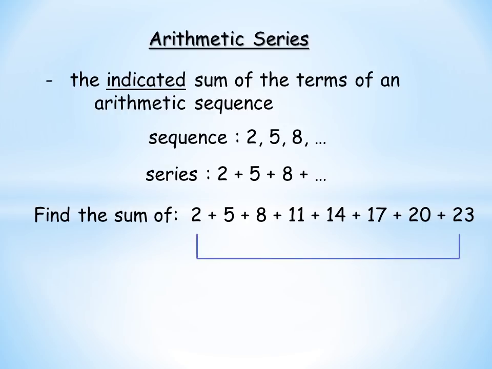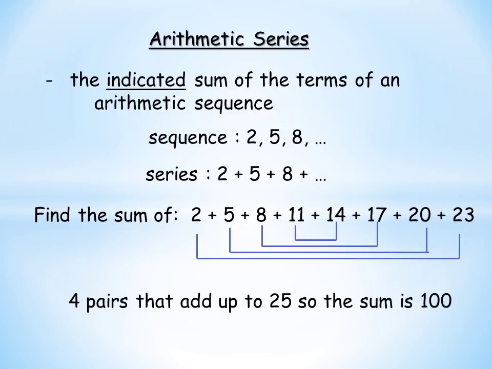Well, I notice that the first term and the last term add to 25. The next two terms add to 25. The next two terms add to 25, and the two middle terms add to 25. So instead of adding each individual term up, it would be easier if I said, well, I have 4 pairs that add up to 25, so 4 times 25 would be 100.